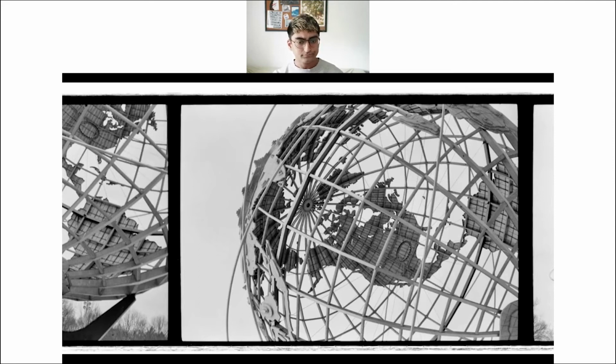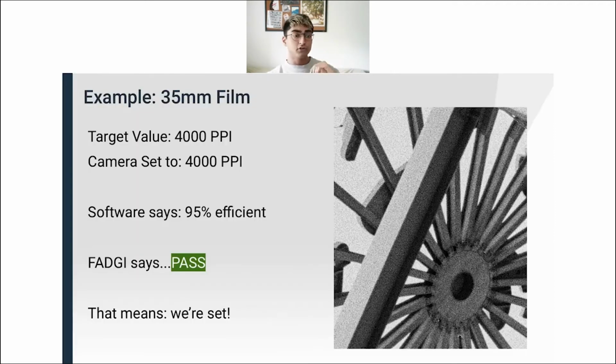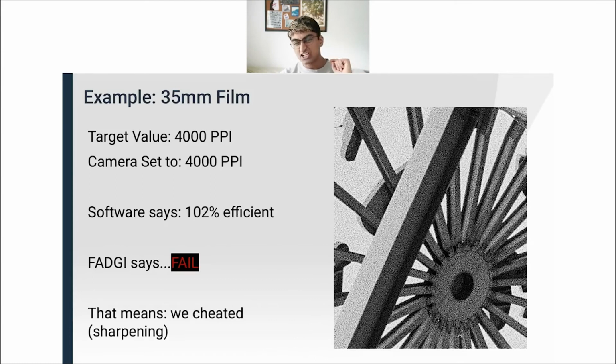So I've got 5 minutes left here. I'm gonna go through this real quick. Here I've got some 35 millimeter film that I shot on the system. And 35 millimeter film, if you're trying to hit FADGI 4-star, you need to get it to 4,000 PPI plus or minus 10%, right? So the software, if I'm looking at this image and analyzing it, might say that I'm 95% efficient. FADGI says that passes. That means we're all set. If I take this and I sharpen it heavily, I might actually get that above 100%.